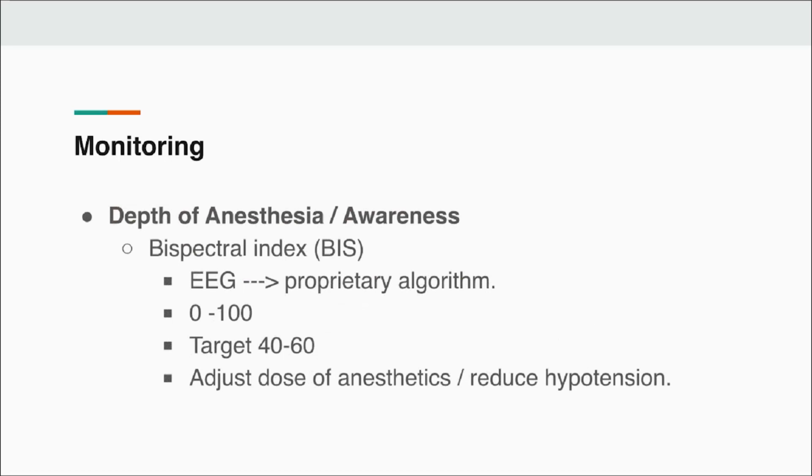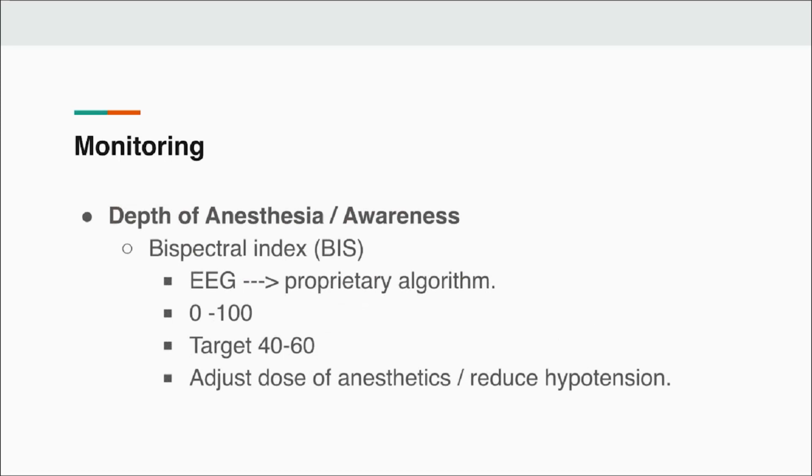Another monitor you might see is called a BIS monitor, and that stands for bispectral index. It helps us monitor depth of anesthesia or awareness. How this works is by looking at the patient's EEG, and with a proprietary algorithm, the BIS monitor gives you a score of 0 to 100, with 100 being wide awake and 0 being completely unaware. We typically target a number of about 40 to 60 for an appropriate depth of anesthesia.